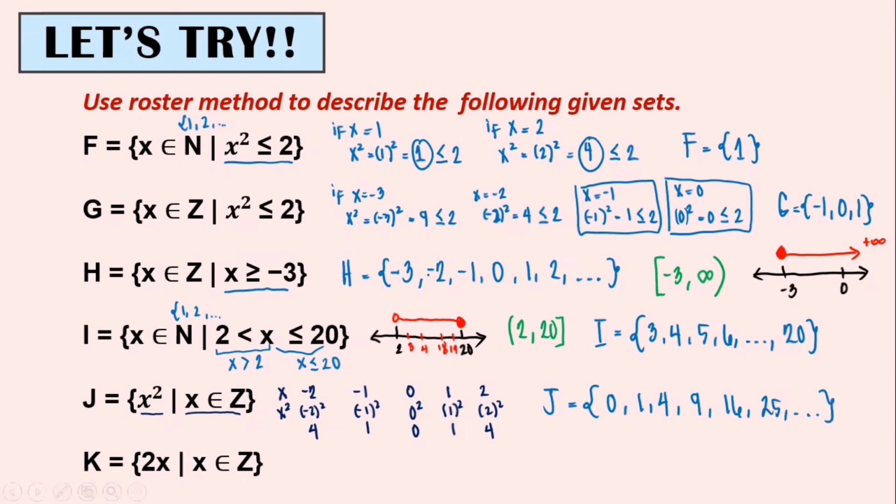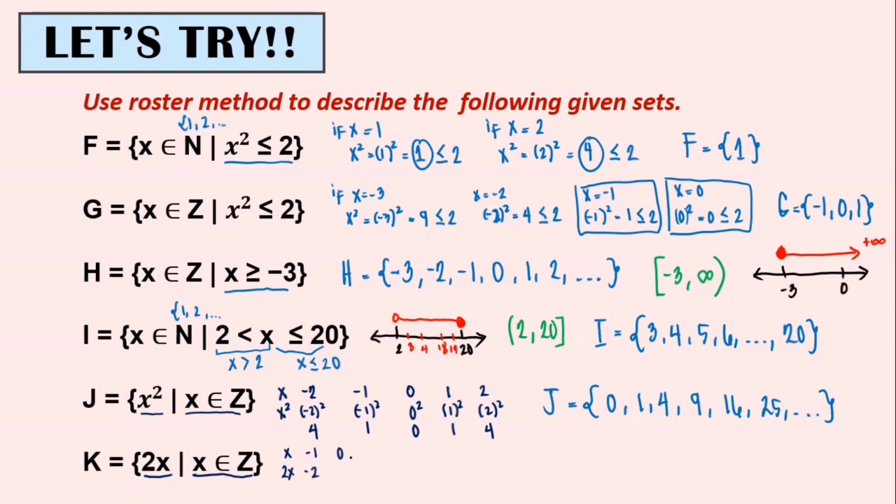Okay? Next, letter K. So ano kaya itong set K natin? Twice a number such that x is an element of our integers. So membership ulit, ito yon. And then this is our property. So let's say ang x natin ay integers ulit to. Let's say negative 1. And then what is 2x? Okay, we have negative 2.